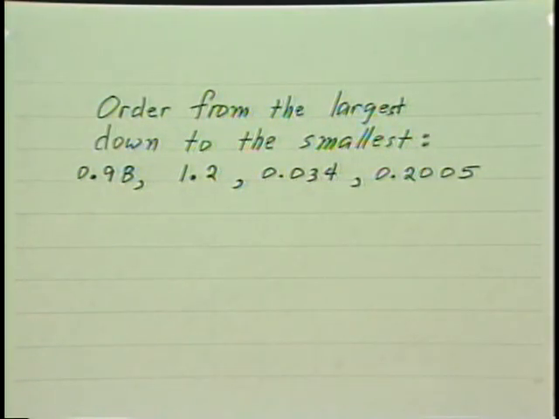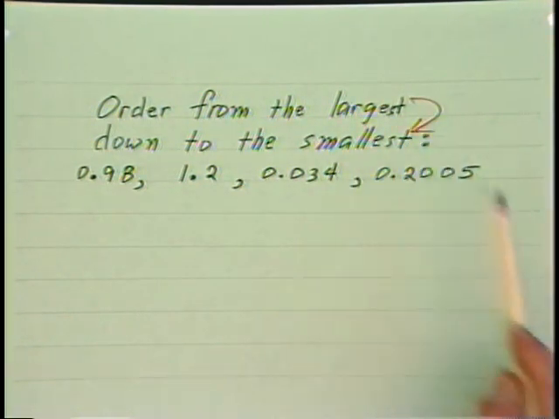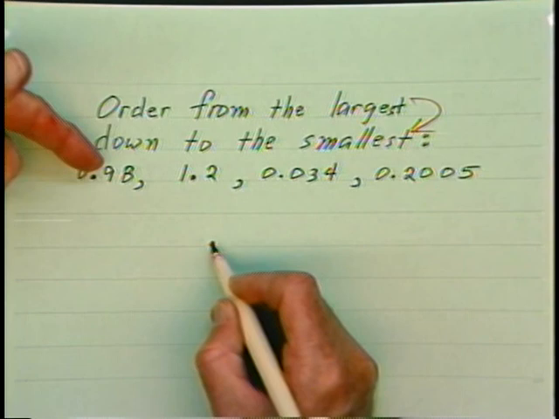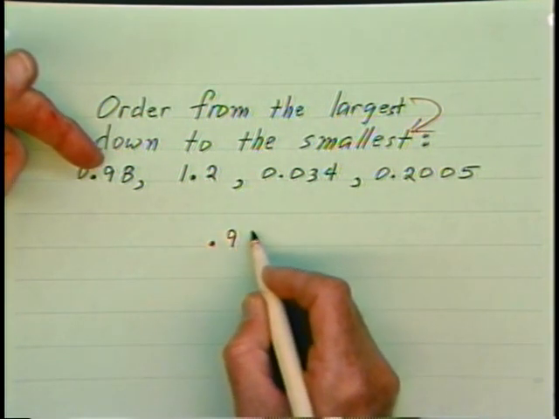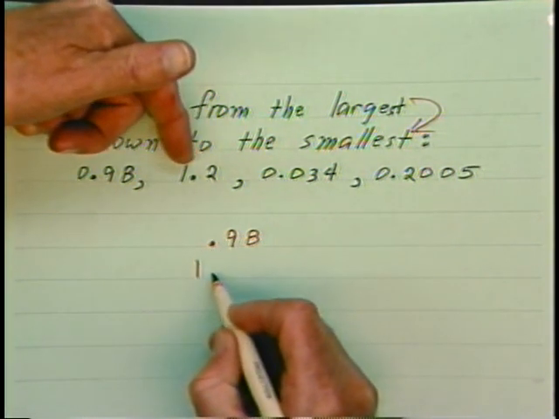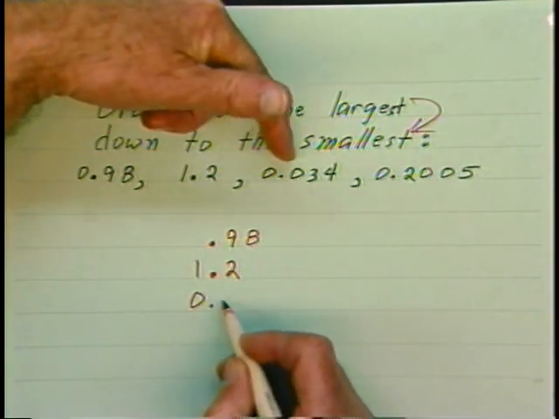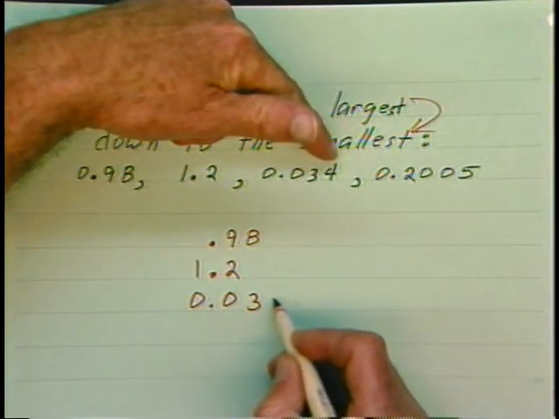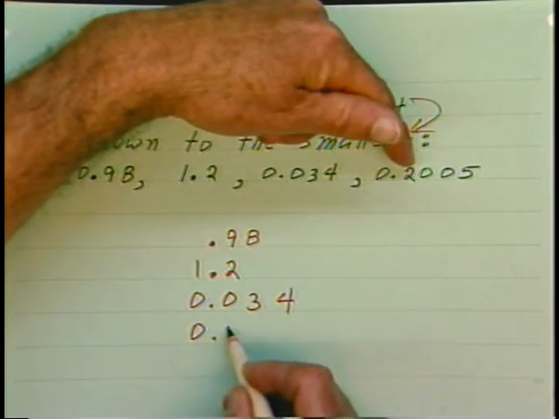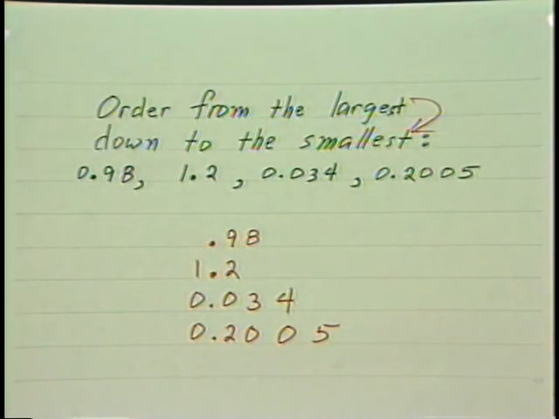And also be aware that sometimes you're trying to order things not from the smallest to the largest, but from the largest down to the smallest. So again, you line up, beginning with the decimal places, but actually lining up the places, not the point. So 1 unit rather, and 2 tenths. No units, no tenths, 3 hundredths, 4 thousandths. And then no units, 2 tenths, no hundredths, no thousandths, 5 ten-thousandths.